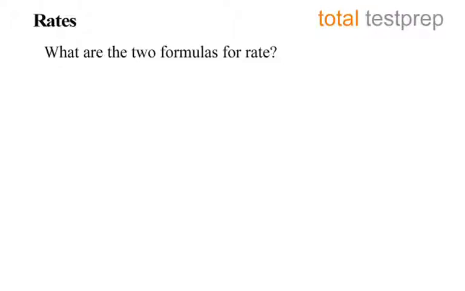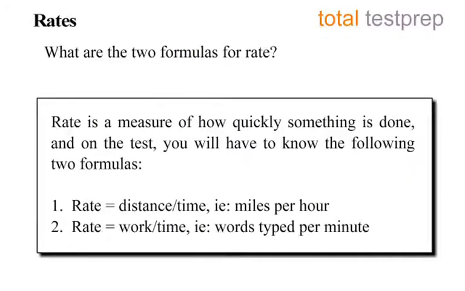In this section, we'll be dealing with rates. What are the two formulas for rate? Rate is a measure of how quickly something is done, and on the test you will have to know the following two formulas. The first one is rate equals distance divided by time, i.e. miles per hour, and the second one is that rate equals work divided by time, i.e.